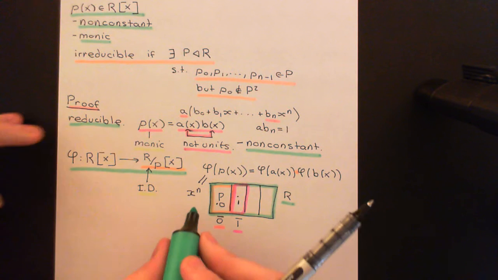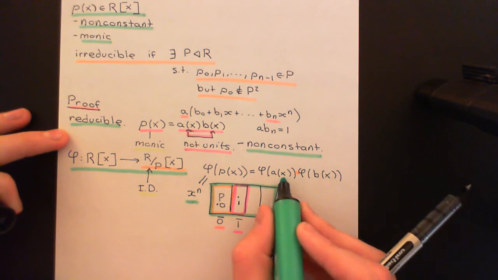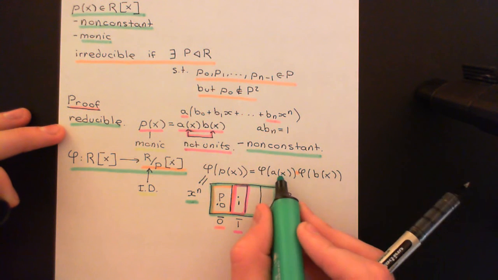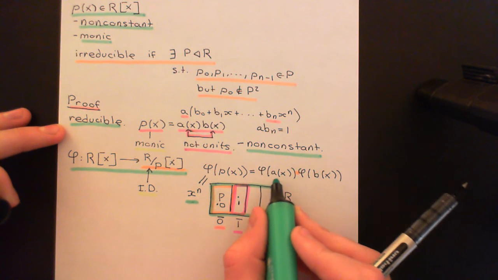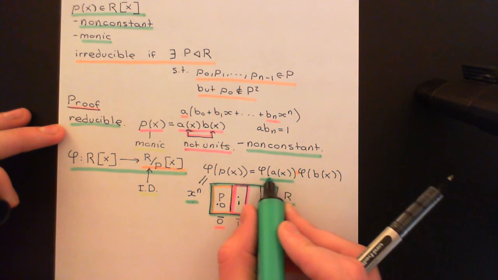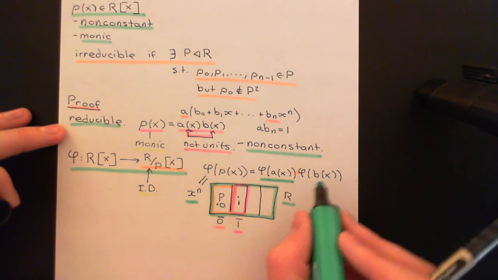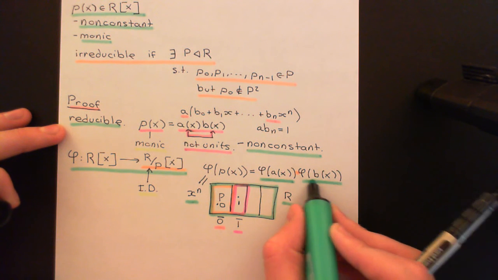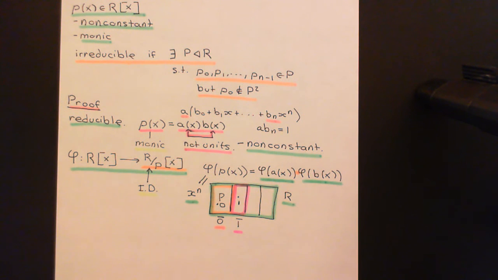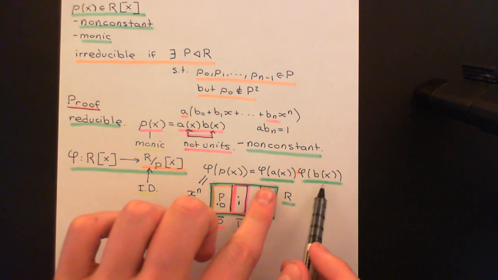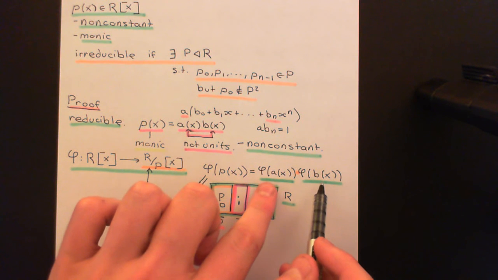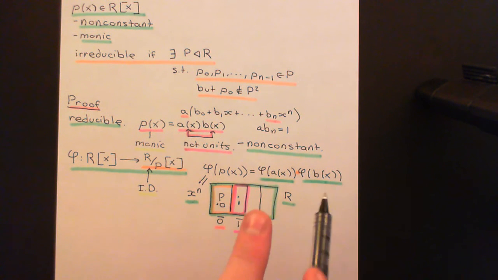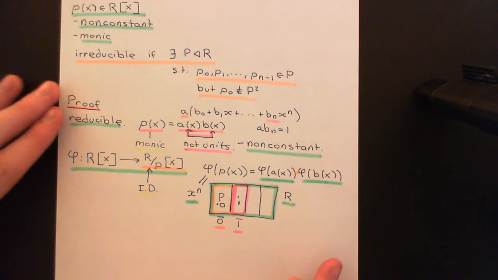Right, now let's think then what we can say about these polynomials phi of a of x, so the polynomial a of x taken modulo the ideal p, and phi of b of x, the polynomial b of x taken modulo p, where the coefficients have all been turned into what they are in the quotient ring, so which coset they are in the quotient ring. Okay, right, well what I claim is that we can conclude that the constant terms here have to be equal to 0 in both of them. Okay, now how can I conclude that?